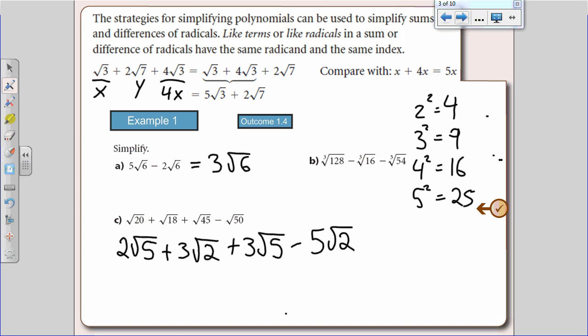Now we need to combine like terms. If you're looking at that, I hope you see I can combine my root 5s and I can combine my root 2s. So the red lines go together and the green lines go together. And it simplifies to become 5 root 5. And then negative 2 root 5. Oh, sorry. That's backwards. That's wrong. Root 2. Wrong.